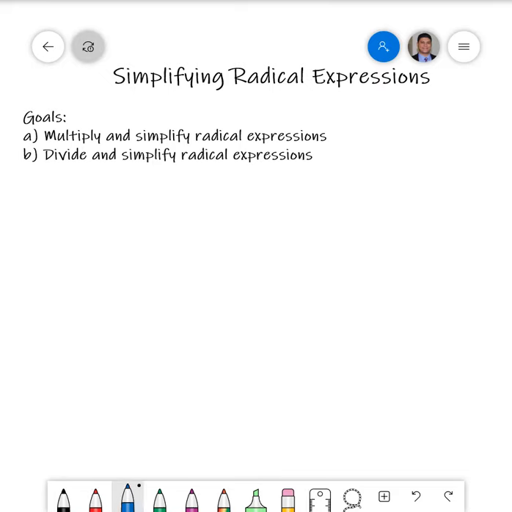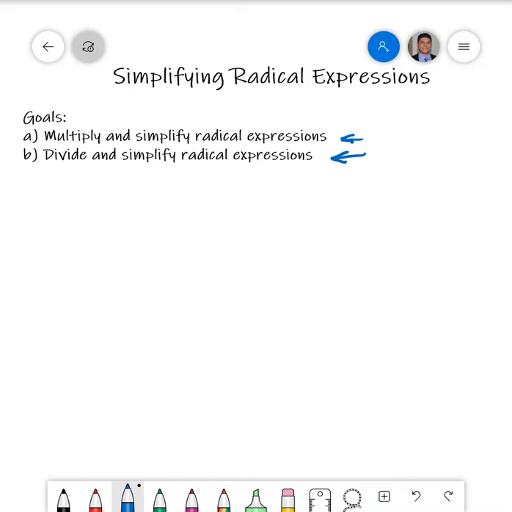Simplifying radical expressions. In this lesson, you will learn to multiply and simplify radical expressions, and you will learn to divide and simplify radical expressions.